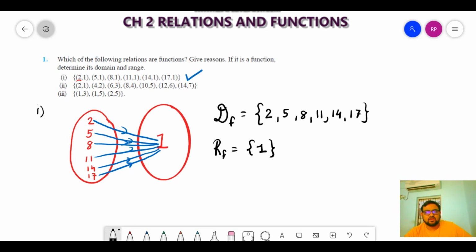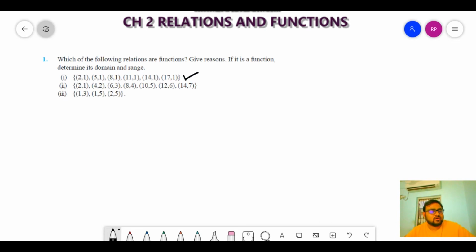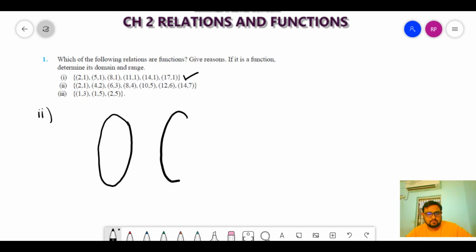Okay, now let's move to the second one. Here the ordered pairs are (2, 1), (4, 2), (6, 3), (8, 4), (10, 5), (12, 6), and (14, 7). So again draw the arrow diagram. Okay, so now let me write down the elements. The first elements are 2, 4, 6, 8, 10, 12, and 14. The second elements are 1, 2, 3, 4, 5, 6, 7.